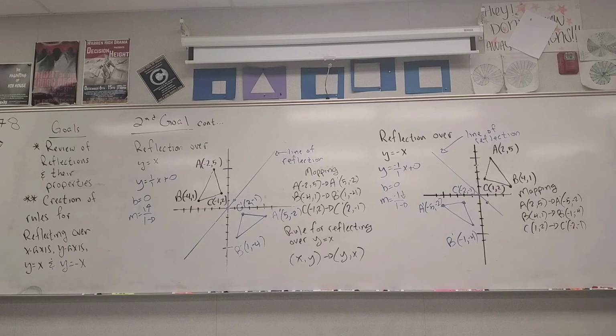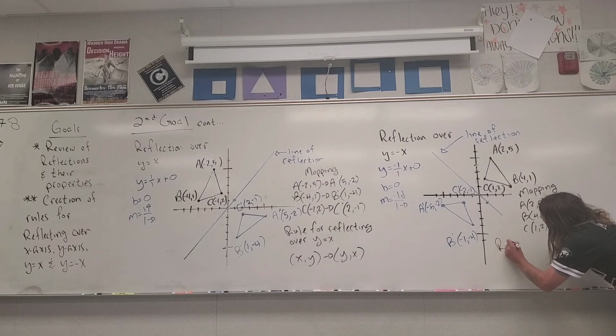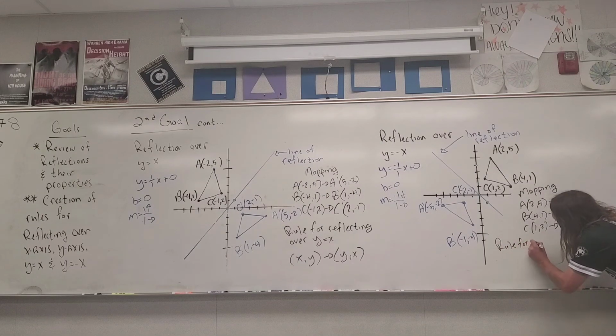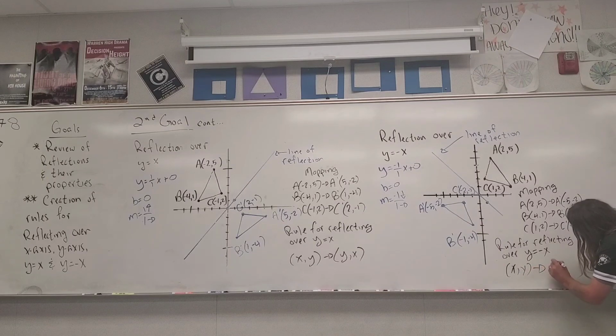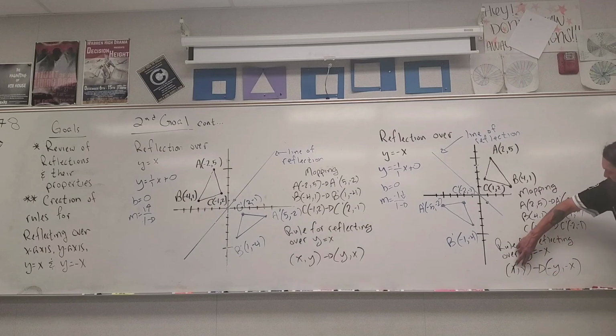All right, so what it looks like to me is happening is the order is changing, and not only is the order changing, but the signs are changing. So the rule for reflecting over y equals -x is going to be (x, y) maps to (-y, -x). Remember, I'm switching the order and I'm changing the signs.